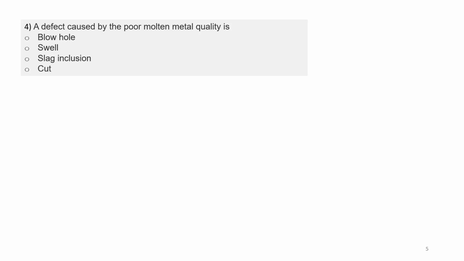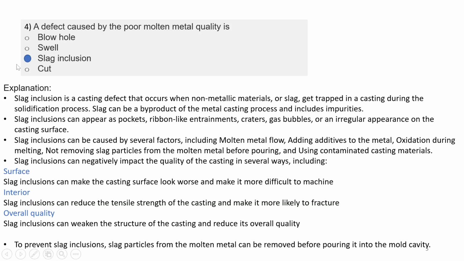Next question is, a defect caused by the poor molten metal quality is. Your options are blowhole, swell, slag inclusion, and cut. Swell, cut, blowhole, these all depend on entrapment of gases or the quality of mold material as well. So slag inclusion is the only one that depends on poor molten metal quality. So this one will be the answer.